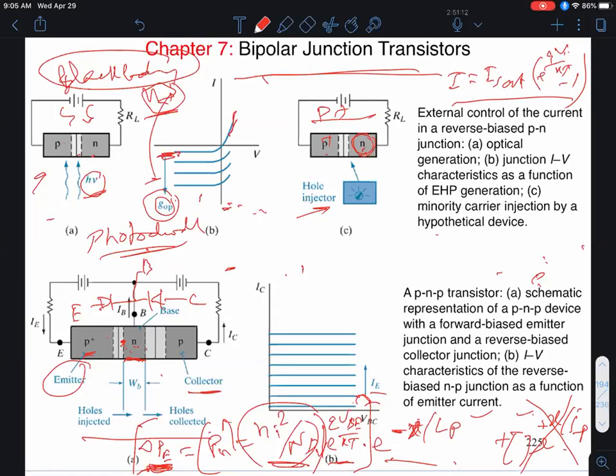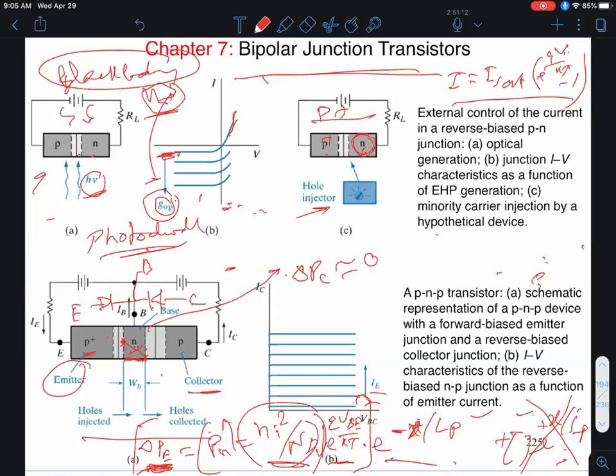So not only will we have a decaying exponential, but we'll have a linear combination of a decaying plus a growing exponential term over here. Now at the other end of the junction, the base collector junction, we can assume that the excess carrier concentration goes to 0. So the delta PC is approximately equal to 0 because this junction, the collector base junction, is assumed to be reverse biased.